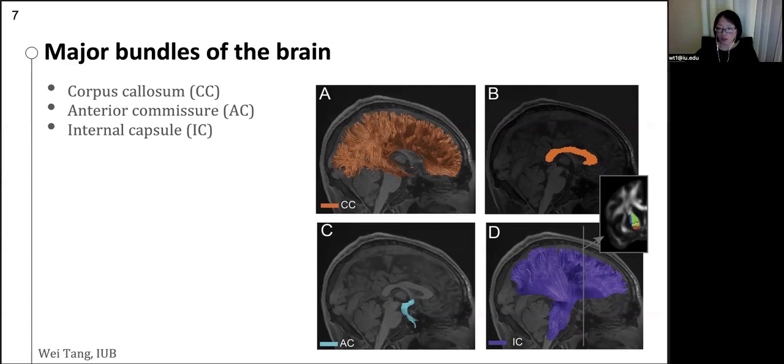Now let's move on to panel C. It shows another bundle that connects the two hemispheres, the anterior commissure. It is the second largest cerebral commissure. It is a prominent landmark to align different subjects' brains in MRI analysis.